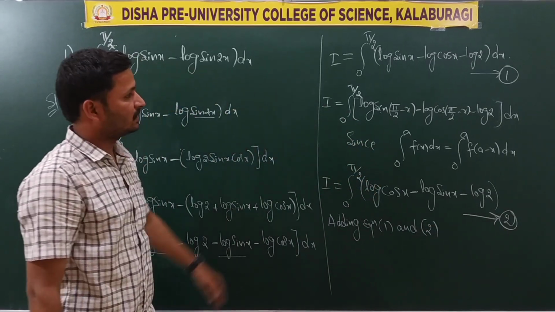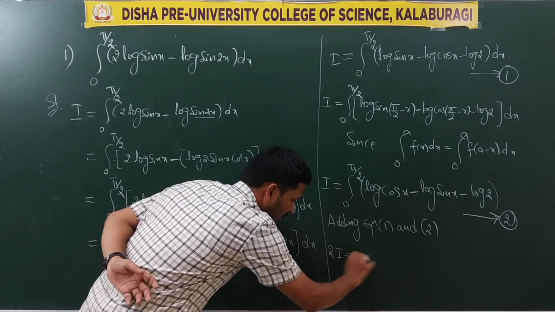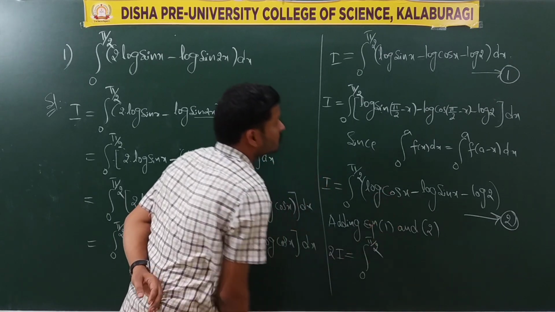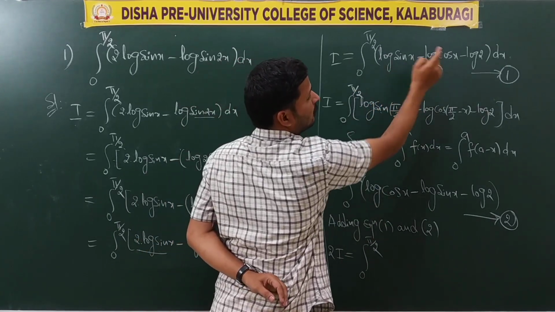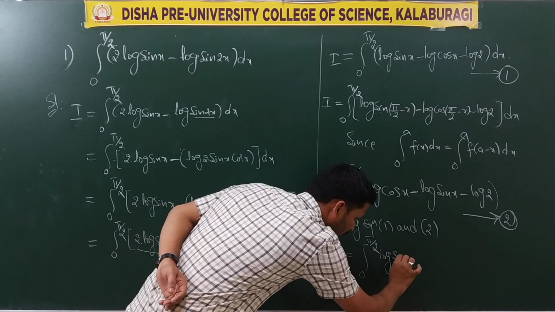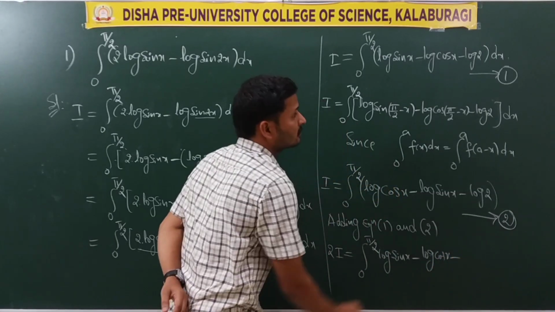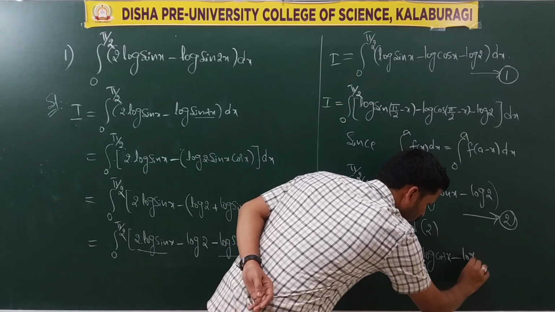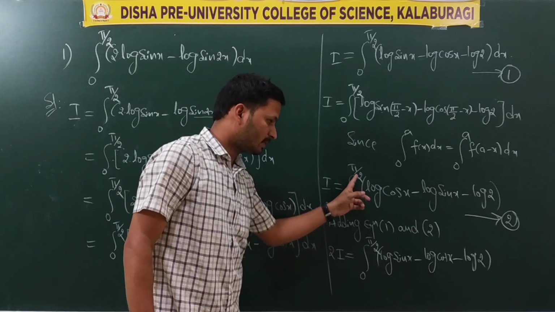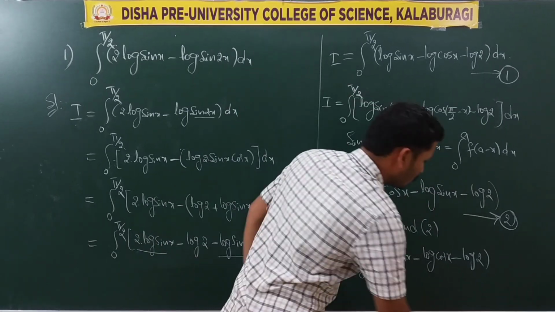So on the left side, I plus I, that is 2I, is equal to the integral from 0 to pi by 2 of log of sin x minus log of cos x minus log 2 as it is, plus, from equation 2, the integral from 0 to pi by 2 of log of cos x minus log of sin x minus log 2.